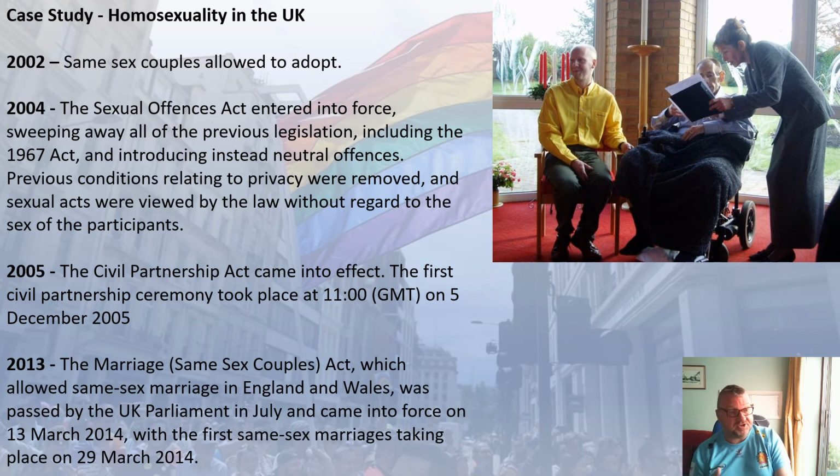And then not till 2013 did we have the Marriage (Same-Sex Couples) Act, and that allowed same-sex marriage in England and Wales, and that was passed by the UK in July, came into force in March 2014, and the first same-sex marriages took place on the 29th of March 2014. So when I was 50, finally homosexual couples were allowed to officially marry, had the same total rights as heterosexual people.